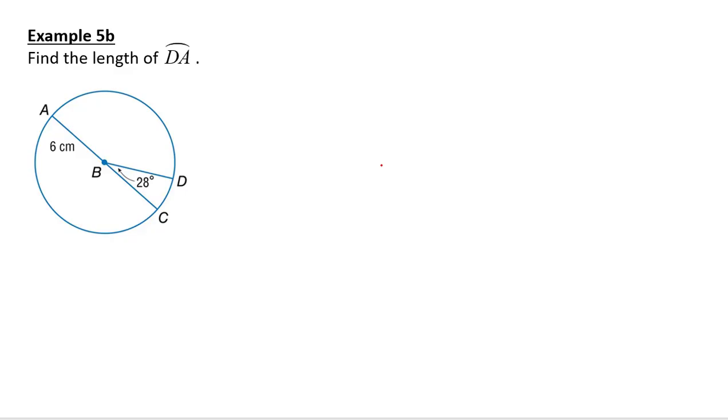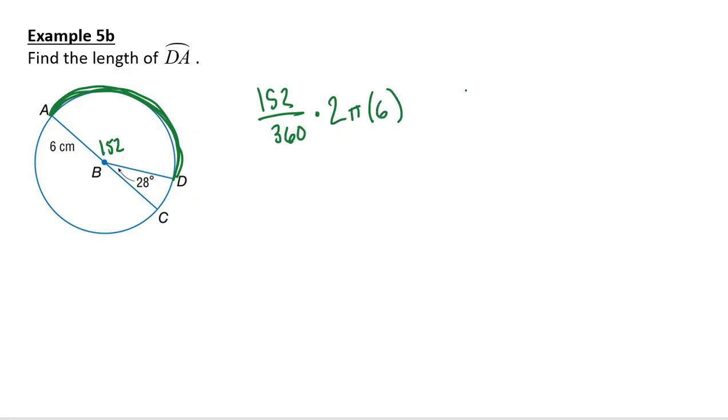Okay, find the length of DA here. So DA is this arc here. Okay, I know ADC is a semicircle, so what's left over here is 152. 152 over 360 times my circumference, 2 pi times 6, and that ends up being 15.92.